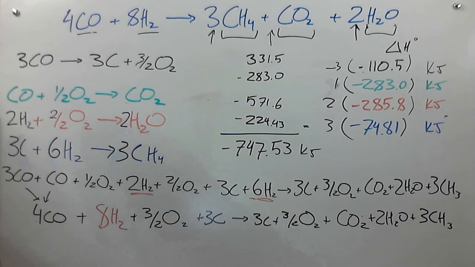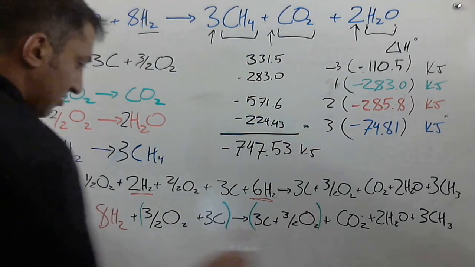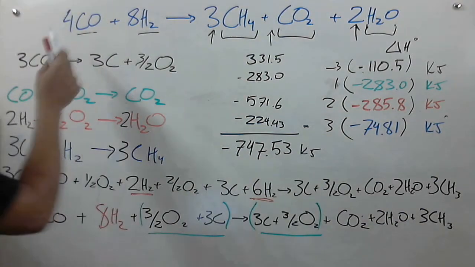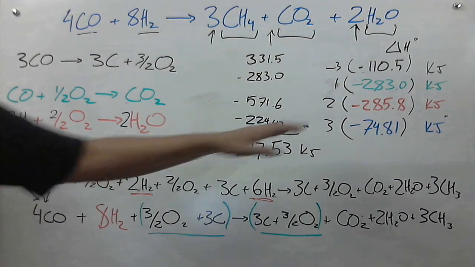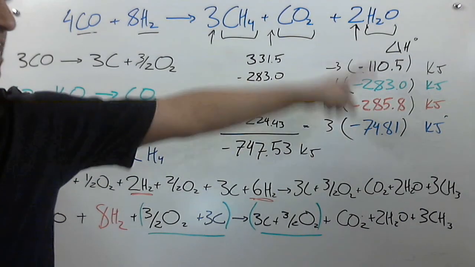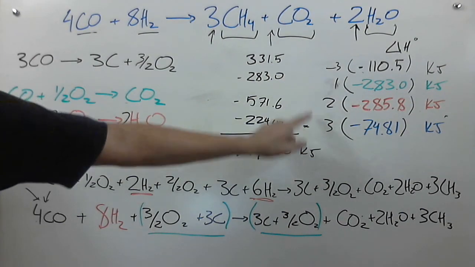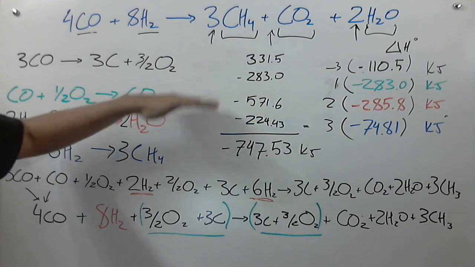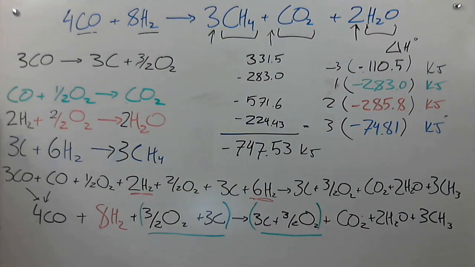This stuff right here is going to cancel. This is going to stay, it's going to stay, it's going to stay. Your equation looks the way the original one does. You're going to multiply all your heats by what you did in the equation. Negative 3, 1, 2, 3. That negative is because you wanted to reverse the equation. These are the numbers afterwards. You're going to get negative 747.53 kilojoules as your answer. All right, let's go to the next one.